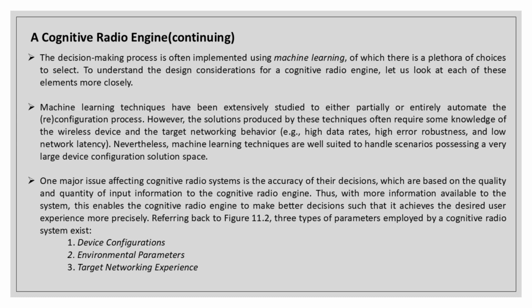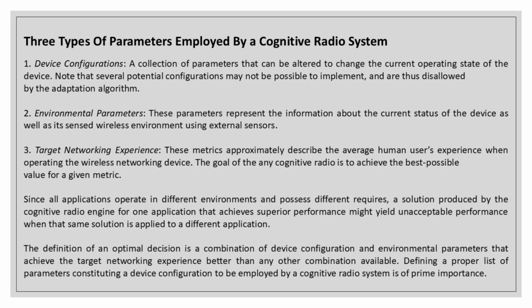Referring back to Figure 11.2, three types of parameters employed by a cognitive radio system exist. 1. Device configurations. 2. Environmental parameters. 3. Target networking experience. Three types of parameters employed by a cognitive radio system. 1. Device configurations, a collection of parameters that can be altered to change the current operating state of the device. Note that several potential configurations may not be possible to implement, and are thus disallowed by the adaptation algorithm.